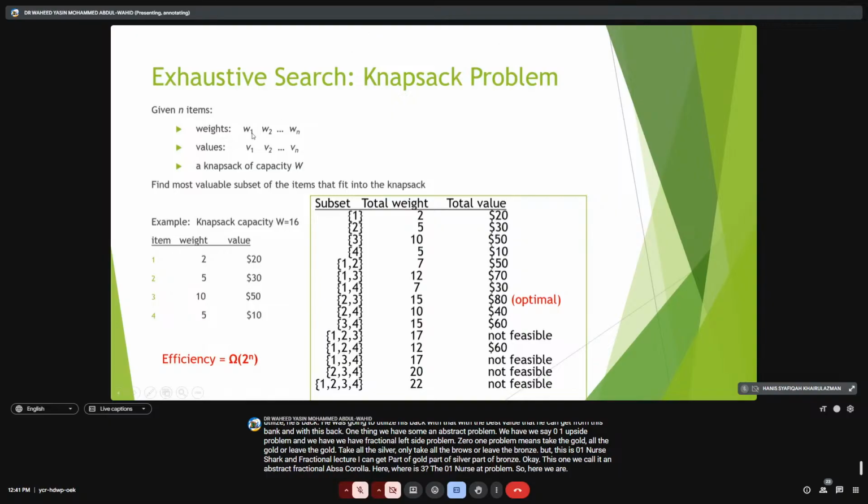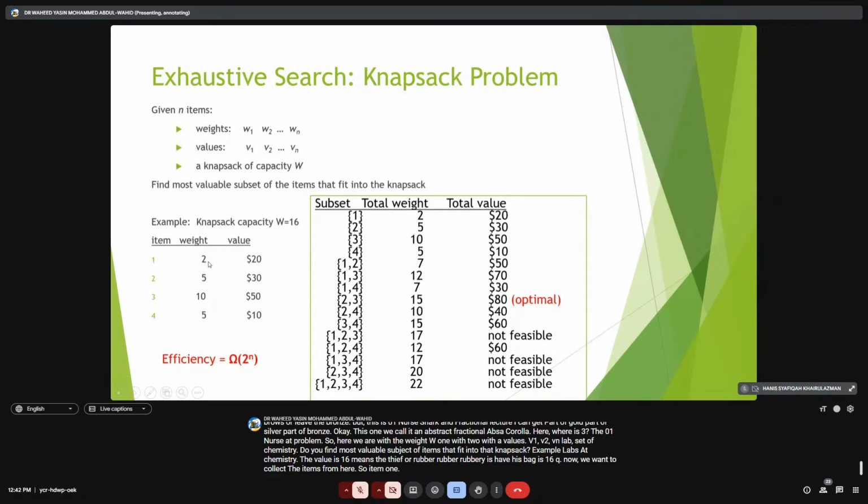So here we have weights W1, W2, Wn, values V1, V2, Vn, and a knapsack of capacity W. Find the most valuable subset of items that fit into the knapsack. Example: knapsack capacity W is 16. It means the thief or robber has his bag of 16 kilo. Now he wants to collect the items from here.